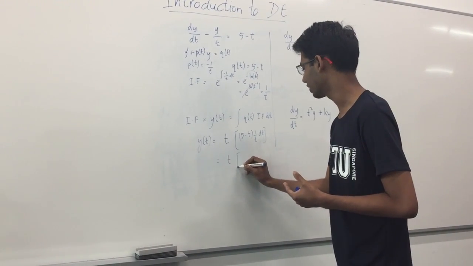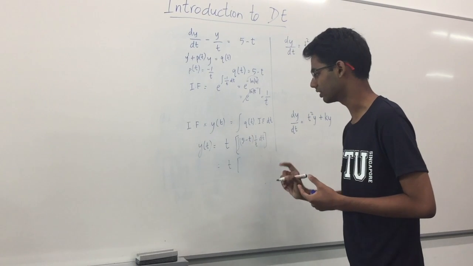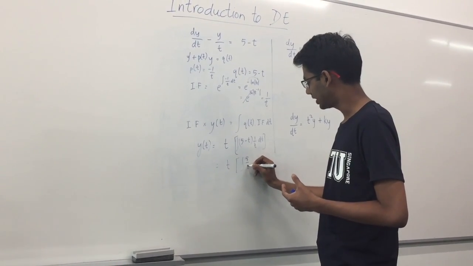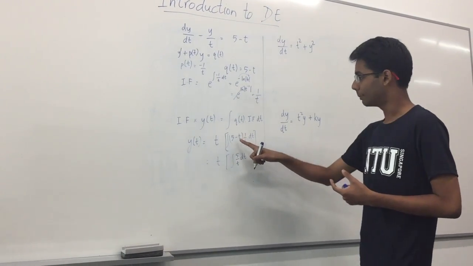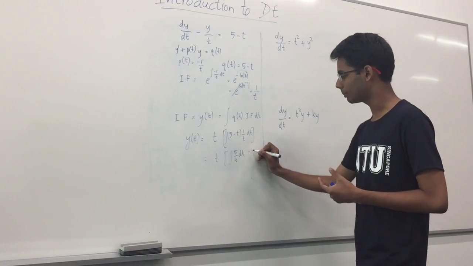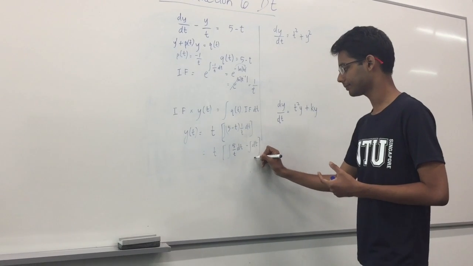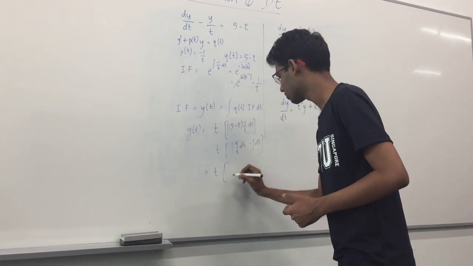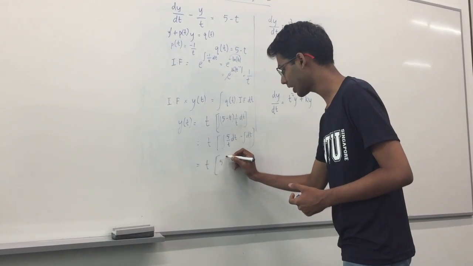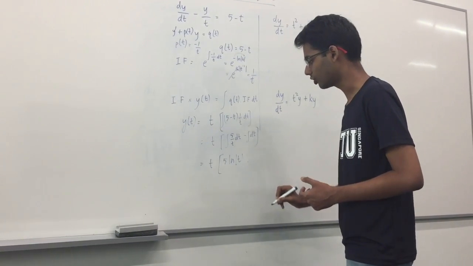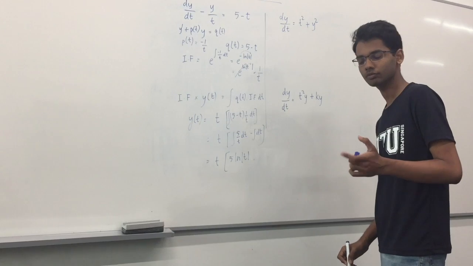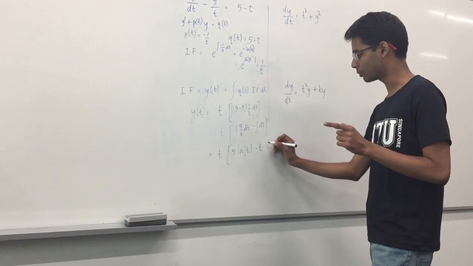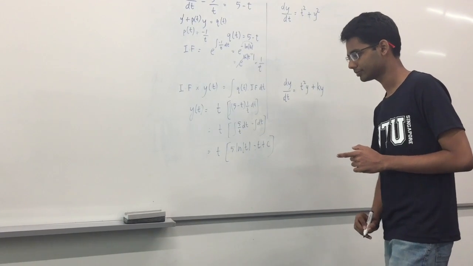So on simplifying, oh, I'm sorry, I forgot the integral. So you're going to get integral of 5 over t dt and minus t over t, which is going to be minus 1 times dt. I'm just going to simplify this for you. So 5 over t is going to be 5 times ln of t, and minus t, and over here it's important to include the plus c.